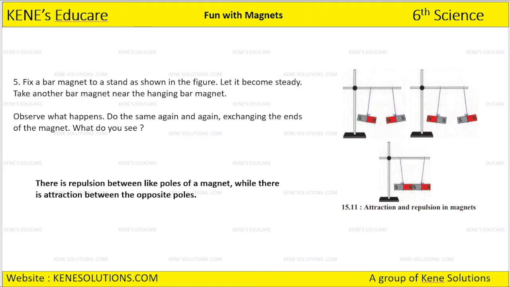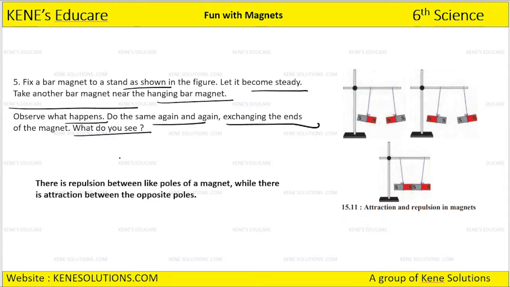Now यहाँ पे देखो, fix a bar magnet to a stand as shown in the figure. Let it become steady. Take another bar magnet near the hanging magnet. Observe what happens. Do the same again and again, exchanging the ends of the magnet. What do you see? Okay. There is a repulsion between the like poles. मतलब अगर ये बार मैग्नेट है, इसका ये नॉर्थ है, इसका ये साउथ है.